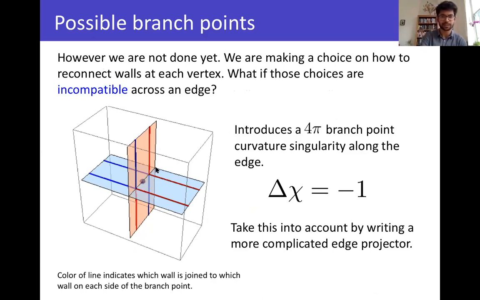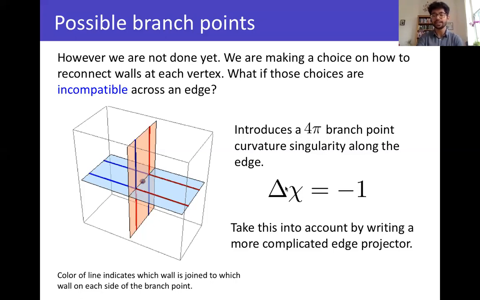Imagine I have a vertex here and a vertex here. What these colors are meant to say is that on this side, this blue line means that this wall is connected to this wall. But on this side, coming out from this vertex, this wall is connected instead to this wall here, okay? And therefore, you see, this is incompatible because the pattern of wall reconnections has changed along the edge. So it turns out that what this does is, this introduces a curvature singularity at the edge with total angle of 4 pi, okay?